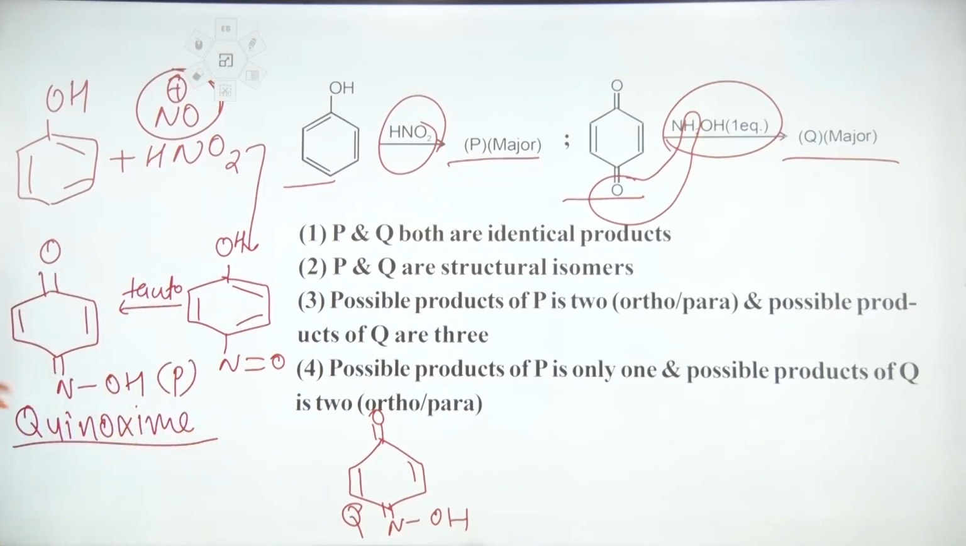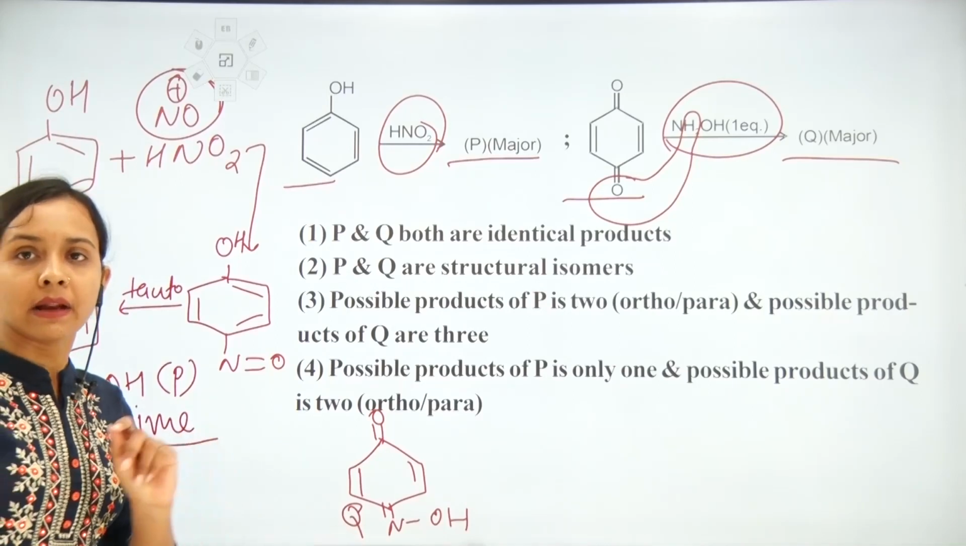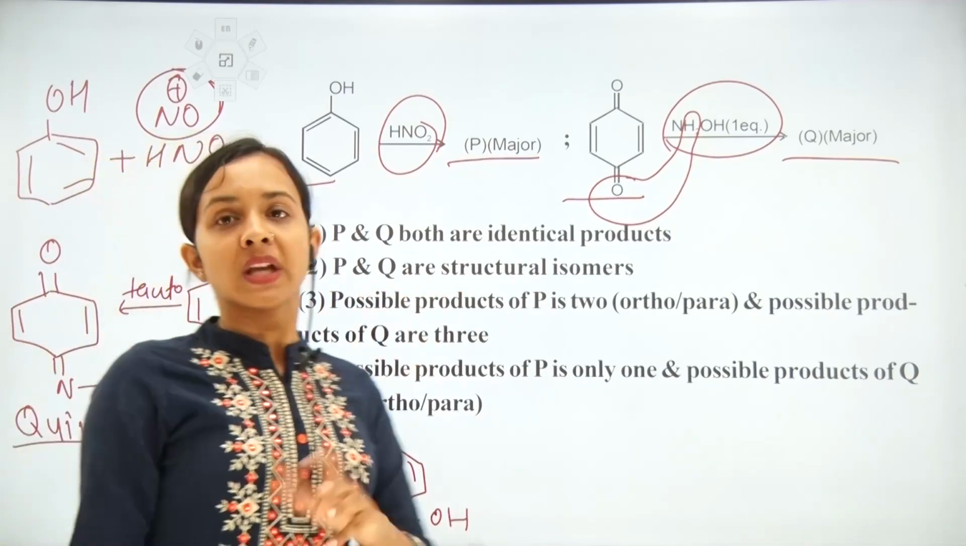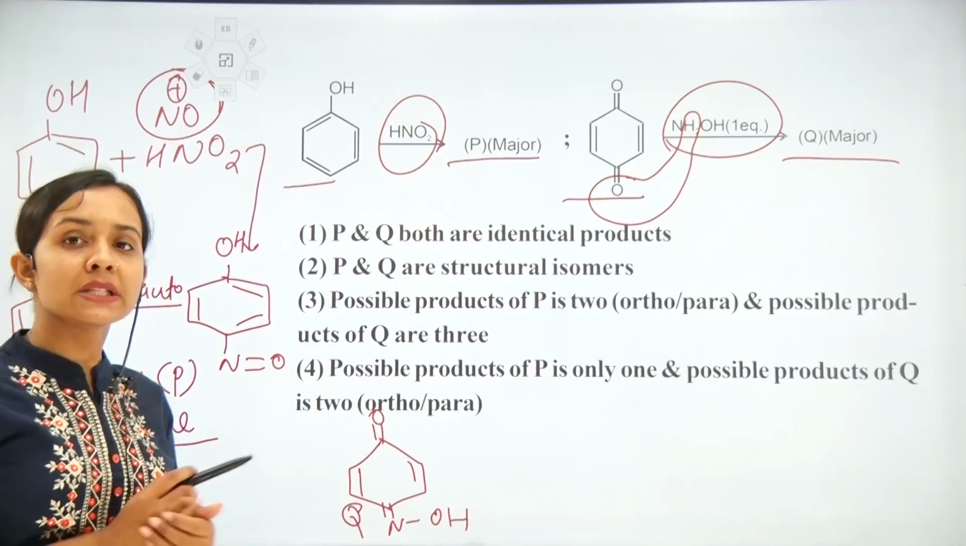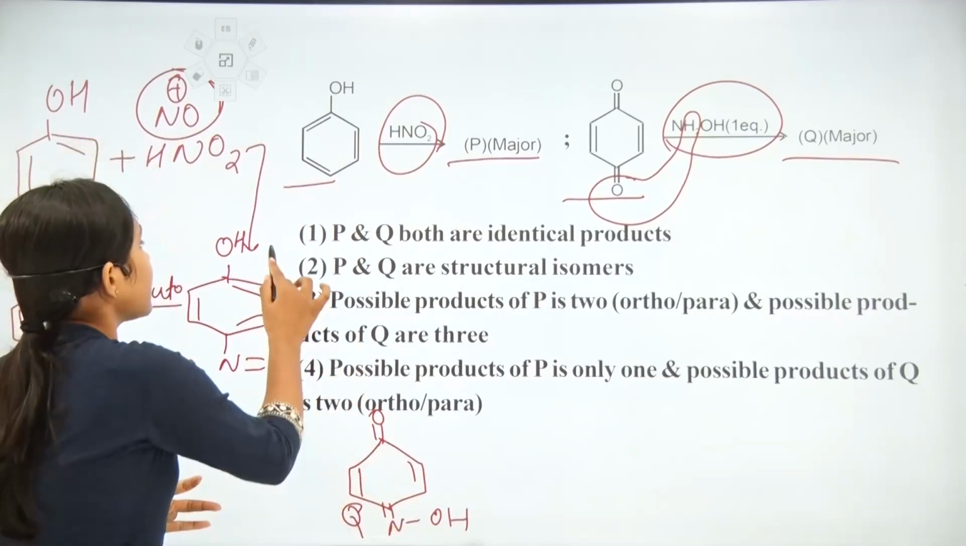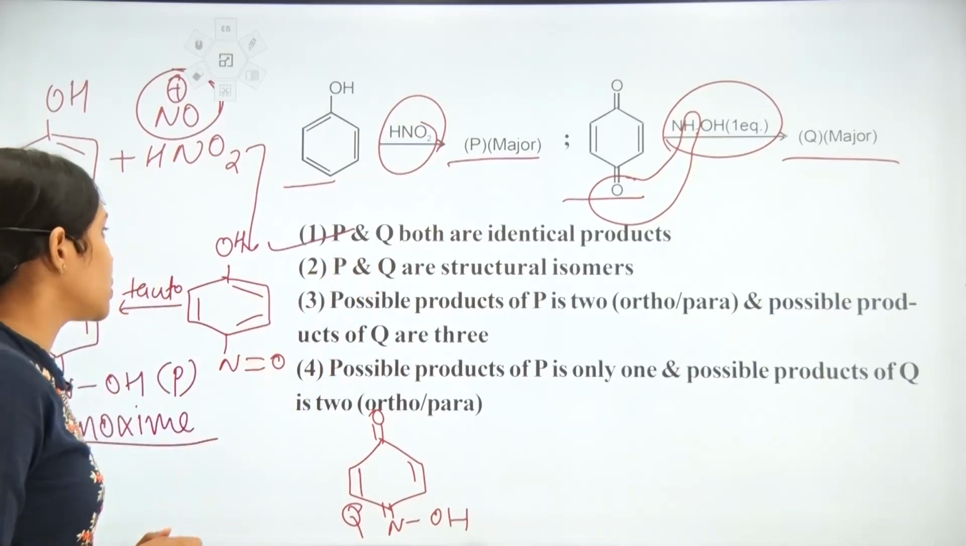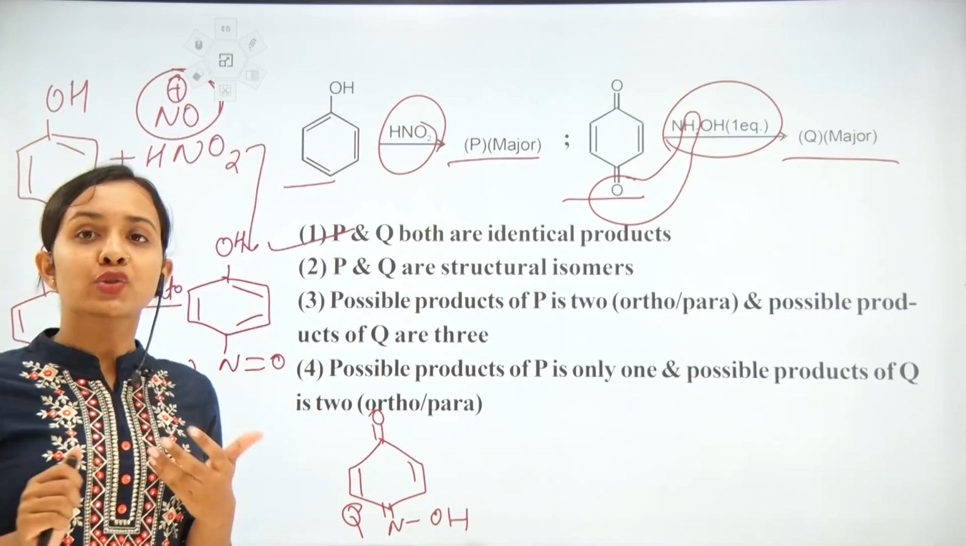This is product Q and this is our product P, right? So we can say that both P and Q are identical, right? In both reactions we will obtain the same product. Now option 1 is: P and Q are both identical products, so option 1 is the correct answer. Option 2, P and Q are structural isomers.